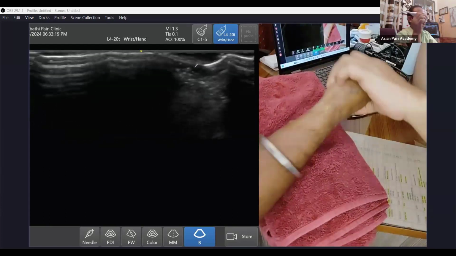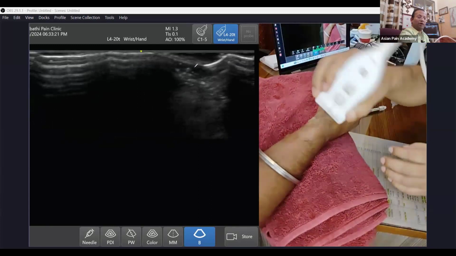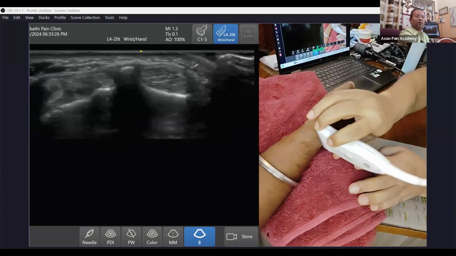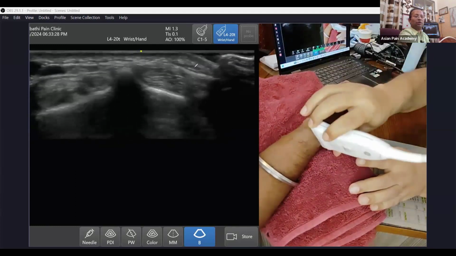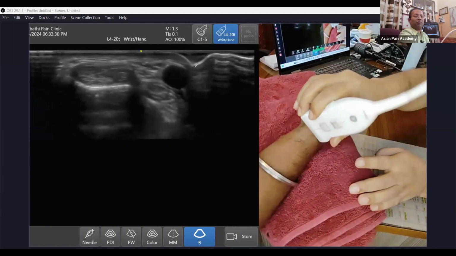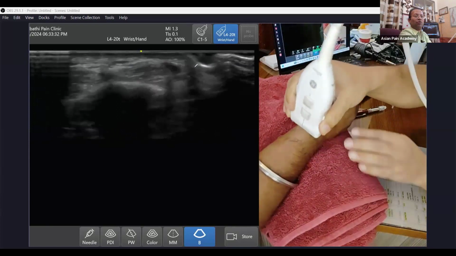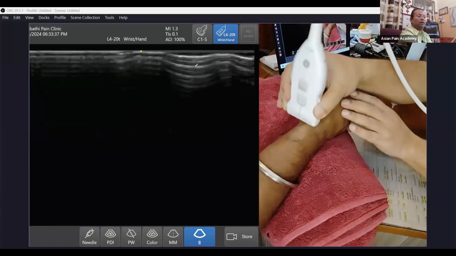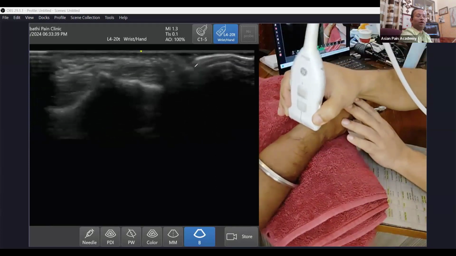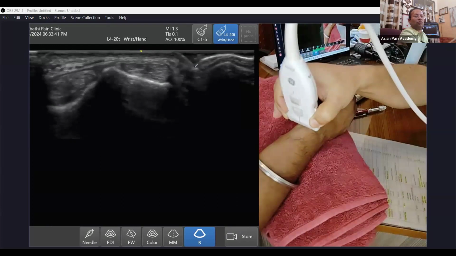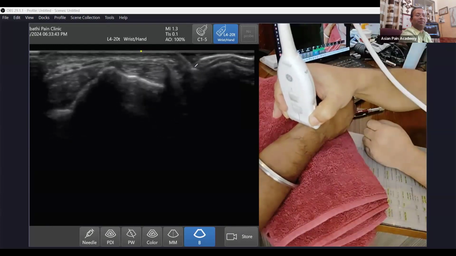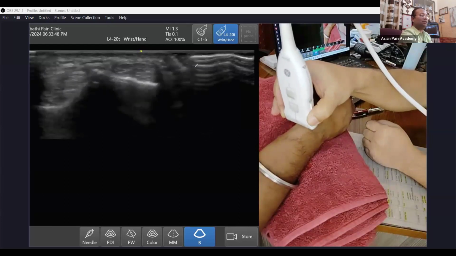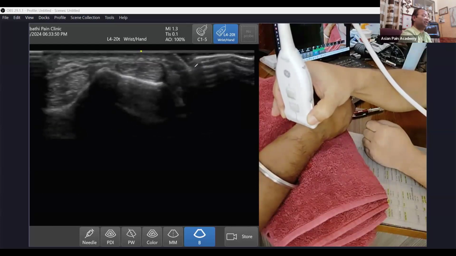Now, this was Lister's tubercle, and this was compartment 2. I am coming more to the radial side. So this is compartment number 1. Already you have understood that this is the APL, EPB, or compartment number 1. So here this is the position for all interventions.